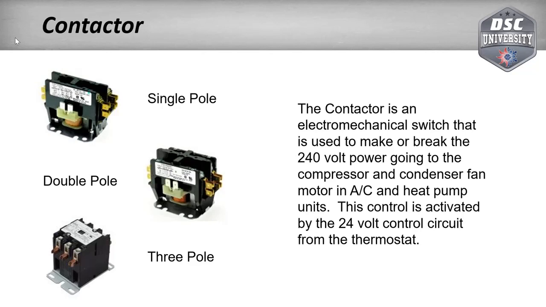Now your double pole contactor works the same way. It just breaks both sides of the 240 volts when it's coming in. So when it's de-energized, there's no power from that point on inside the unit. And then on commercial equipment that uses three-phase power, we have a three-pole contactor, and those break all three legs of the three-phase power when it's coming in.